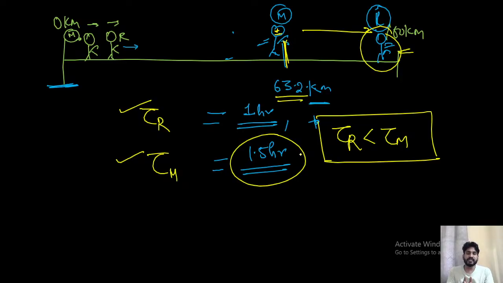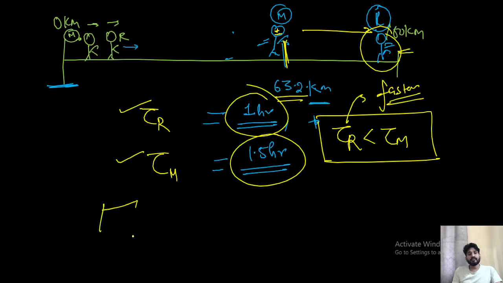In our case, Ready will achieve 63.2 kilometers in 1 hour only, but I am very far behind. When I cross the 63.2 kilometer bar, Ready has already finished the race. So which one will be faster? In our case, Ready will be faster. If we have two systems and we know the time constant for both, can we say that the system having the lesser time constant is faster as compared to the other system, yes or no? Like in our case, the time constant of Ready is less, so I can say that Ready will be faster as compared to me.